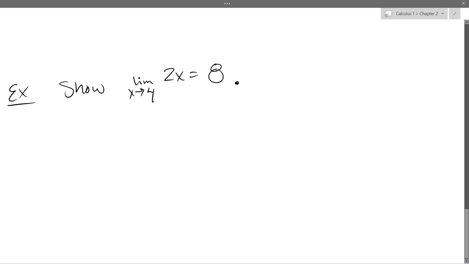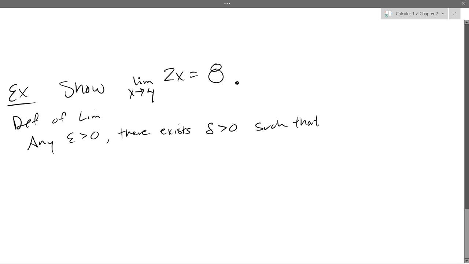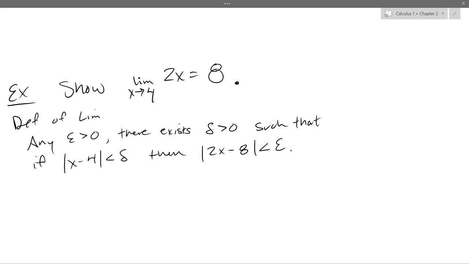So let's go with, I'm going to rewrite the definition of a limit. I can fill in specific values. If |x - 4| < delta, then |2x - 8| < epsilon. So I just filled in the c value and f of x and L. That's all I really know at this point. And of course, before it was |x - c|, and this is |f(x) - L| right there. That's the changes we made.